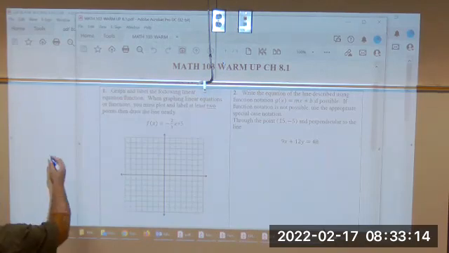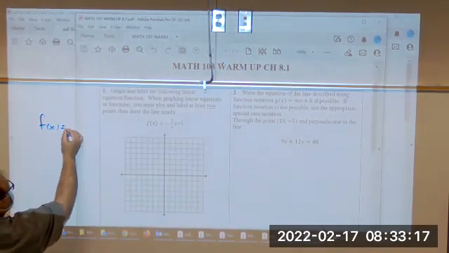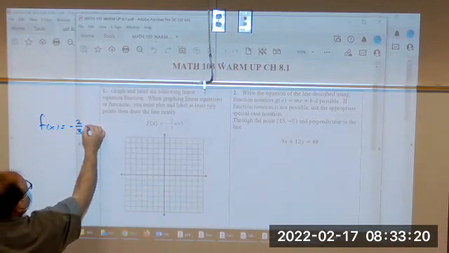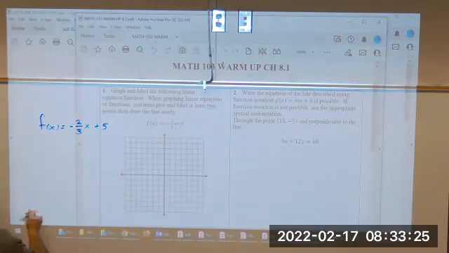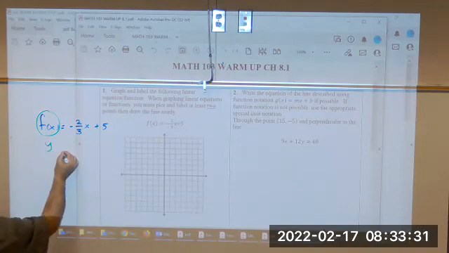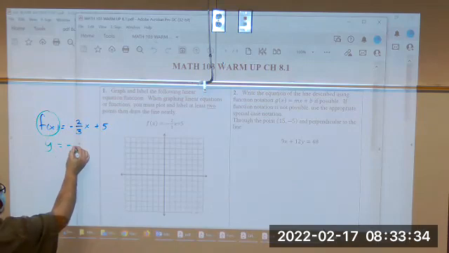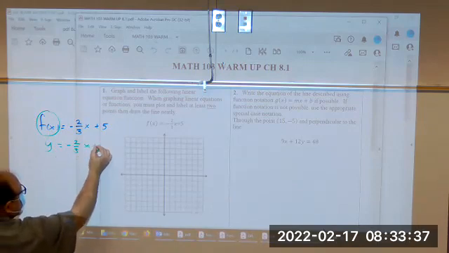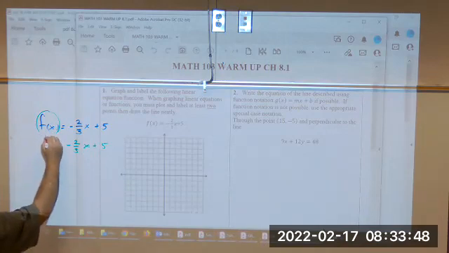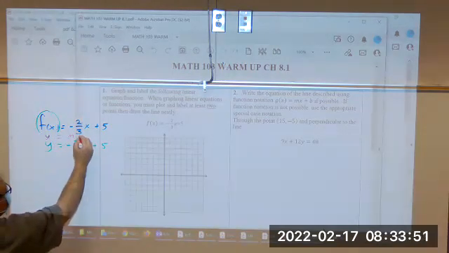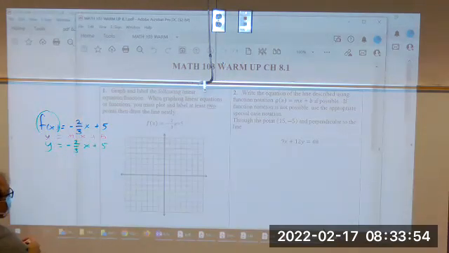Because function notation, this f of x equals -2/3 times x plus 5. That f of x is right here, and function notation replaces y. So this is exactly the same as y equals -2/3 times x plus 5 when it's in function notation. So since it's already in function notation, we have already our y equals m times x plus b.